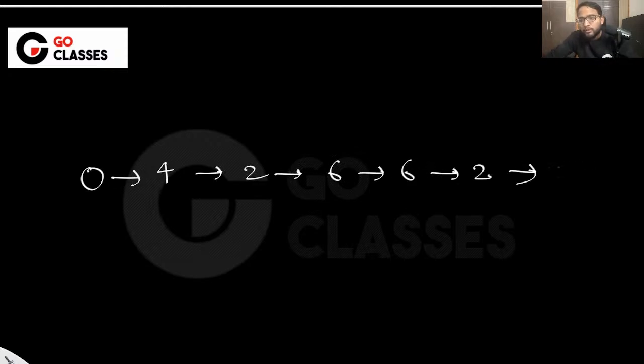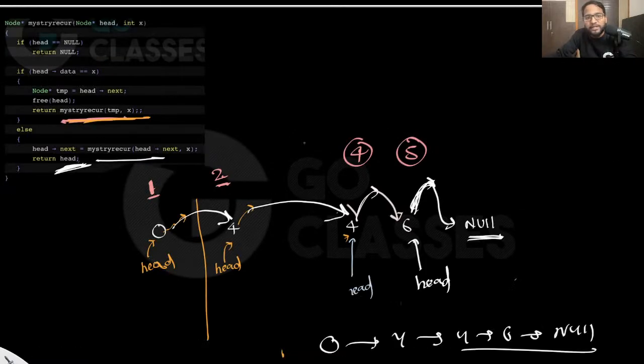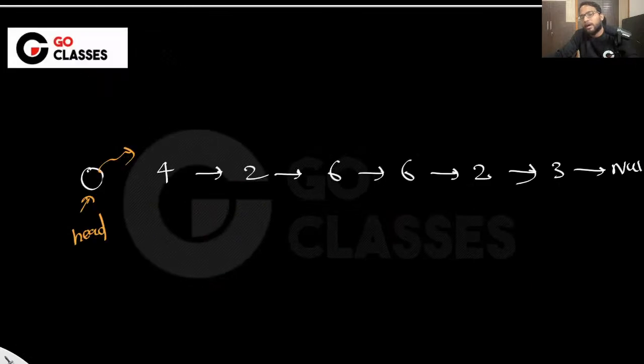Let's suppose I have 0, 2, 0, 4, 2, 6, 6, 2. Multiple times 2 is coming. Let's suppose this is here. Now head is pointing here. Initially, it is a local variable. It will say, okay, let me just wait for whatever this 4 returns. I will be pointing to whatever this 4 returns. And what will this 4 return? Everyone is returning head, right? See here, everyone in the else part is returning head. Or if it is the if part, then I'm returning whatever the earlier function call is returning.